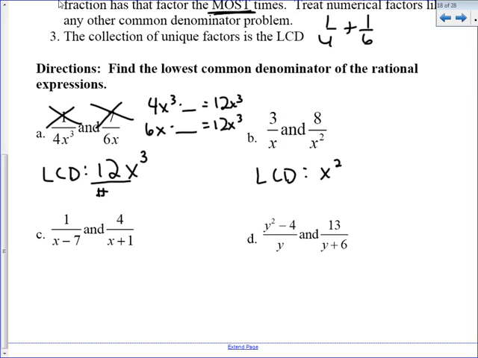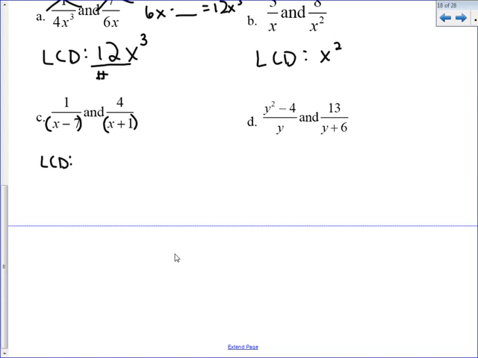Now C, we start to get into binomials. And when you have binomials, you always want to see if you can factor them. If you can't factor them, you've got to treat them as factors. Treat binomials as factors. So when we build our LCD, we want a collection of our unique factors. So my first unique factor is x minus 7. Next thing is, how many times do I see it in a single fraction? Well, I only have it once in the problem, x minus 7.